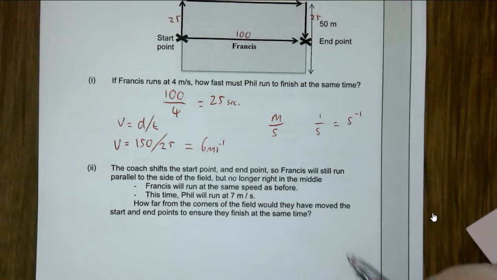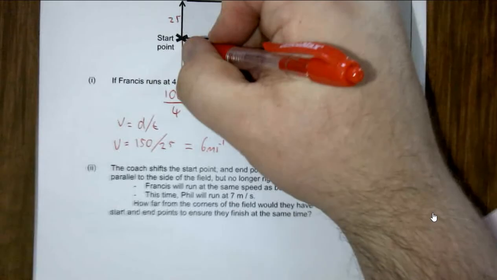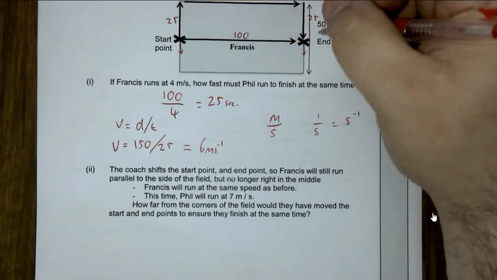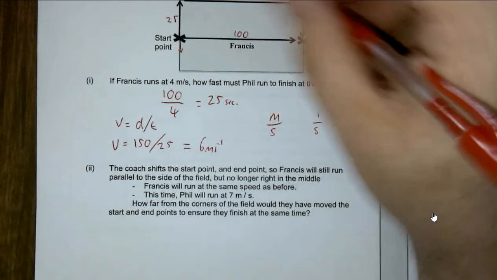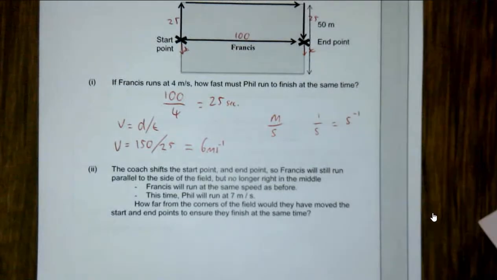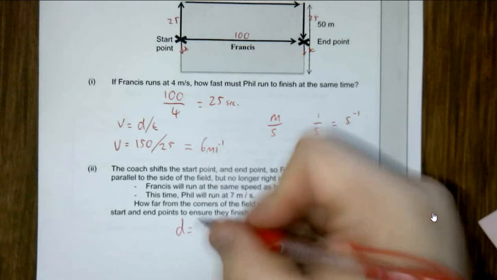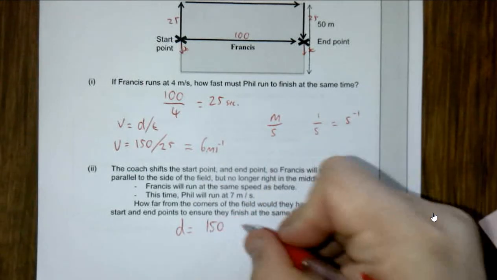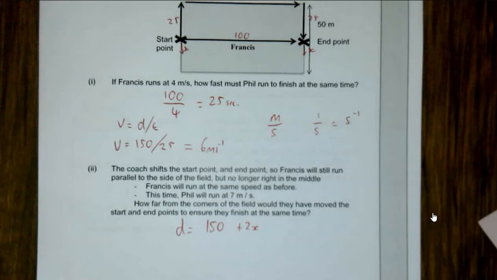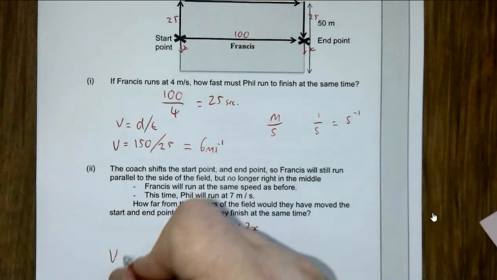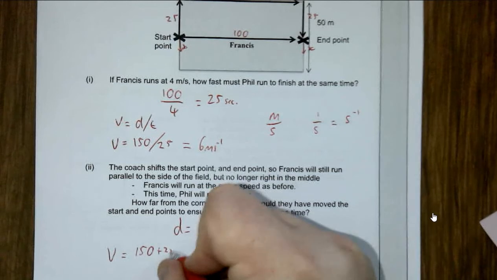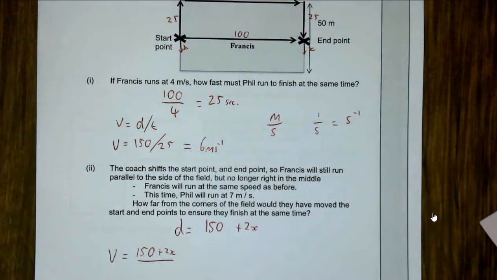The distance is getting shifted down now. We don't know how far. So what do we normally call something we don't know? Yes, x. So the distance Phil is going to have to run is now going to be 150 plus 2x. Right? So his velocity is equal to 150 plus 2x divided by how long is it going to take him?